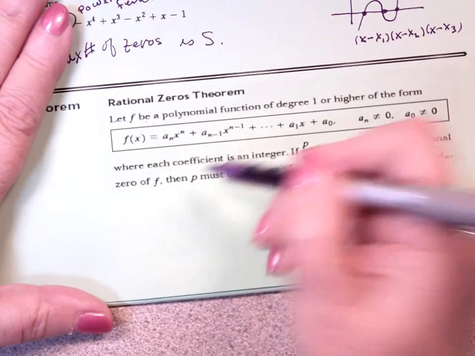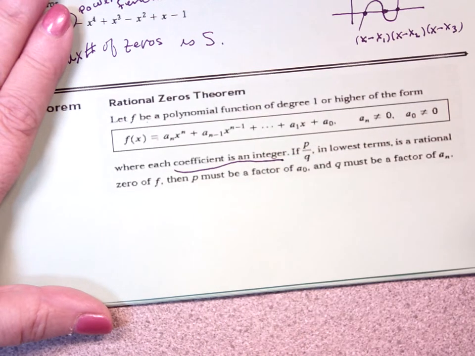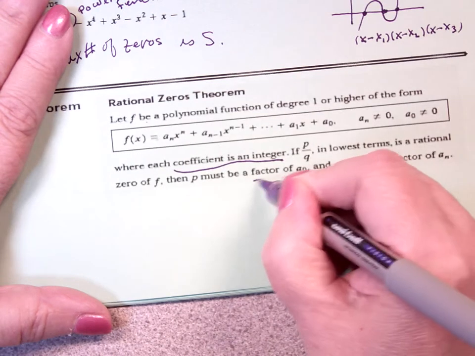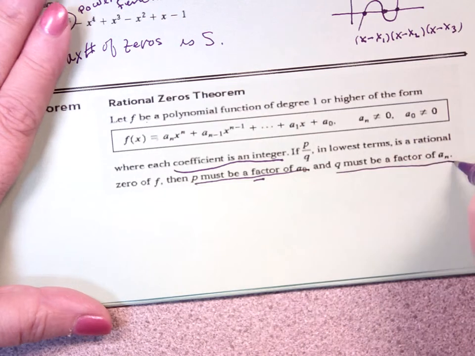Where each coefficient is an integer, if p divided by q in lowest terms is a rational zero of f, then p must be a factor of a0 and q must be a factor of an. p is a factor of a0, q must be a factor of an.